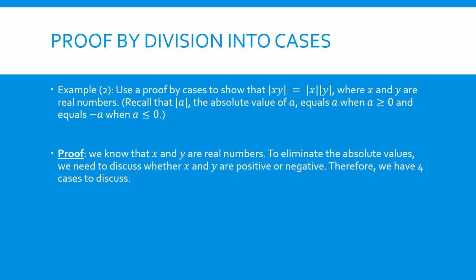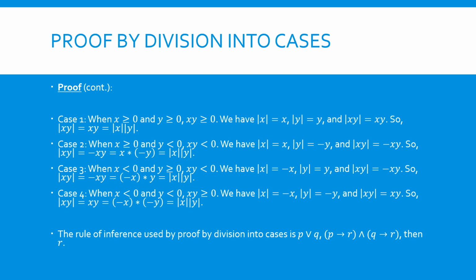In this case, we can use proof by division into cases. We know that x can be non-negative and negative, and the same to y. Therefore, we need to discuss 4 different combinations of the values of x and y. For example, we need to discuss when x and y are both non-negative, both negative, or x is non-negative and y is negative, and x is negative and y is non-negative. Under each specification, we'll be able to eliminate the absolute values and prove the proposition. The details of the proof are shown in this slide.